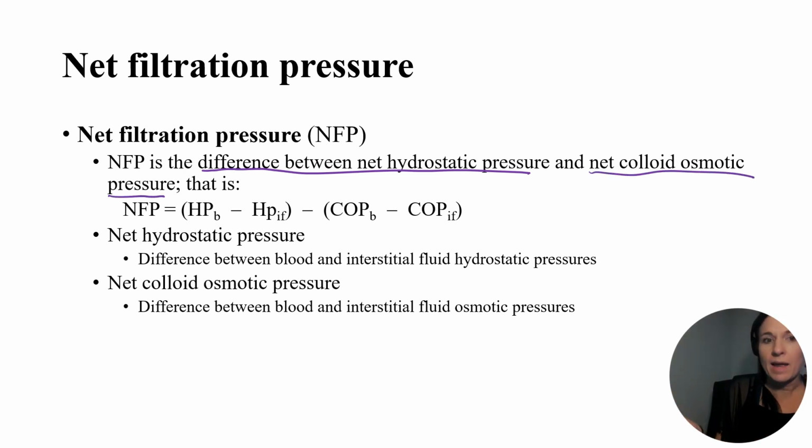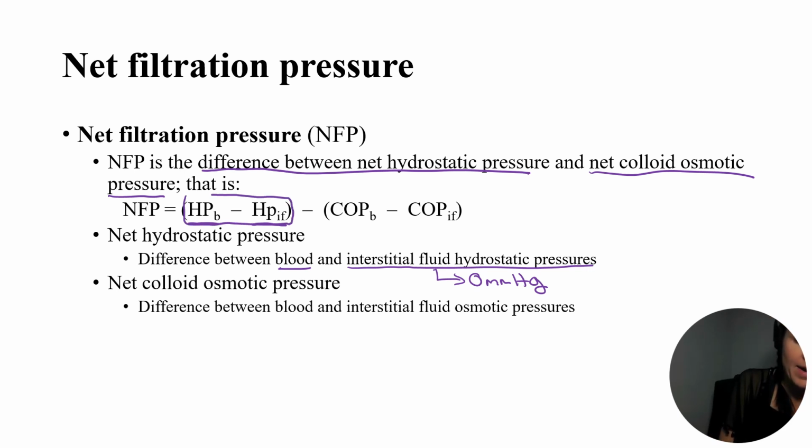So to get net hydrostatic pressure, we have the blood hydrostatic pressure, and we subtract the hydrostatic pressure of the interstitial fluid. But we know that this is nothing, right? So this is going to equal 0. And we can see here blood hydrostatic pressure minus interstitial fluid hydrostatic pressure. So this here will give us our net hydrostatic pressure.